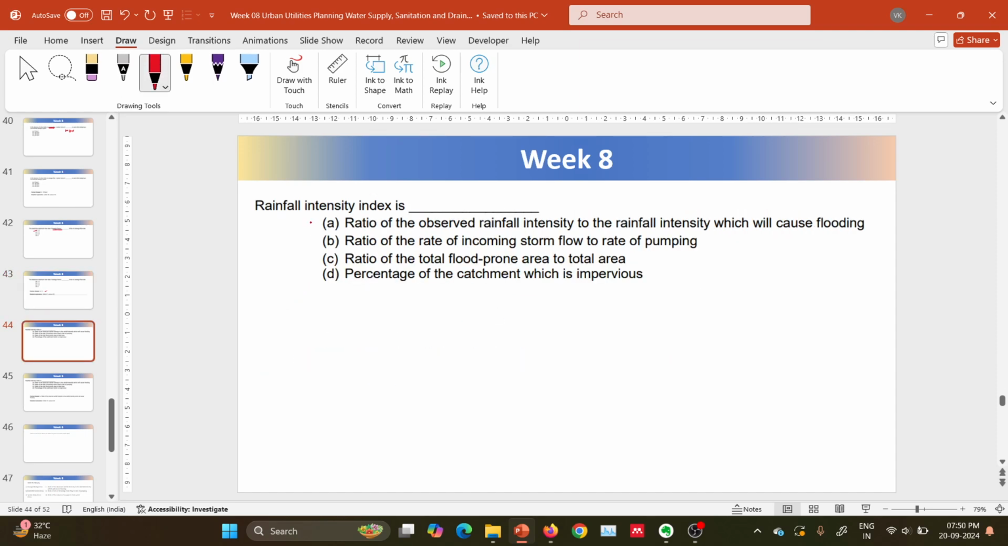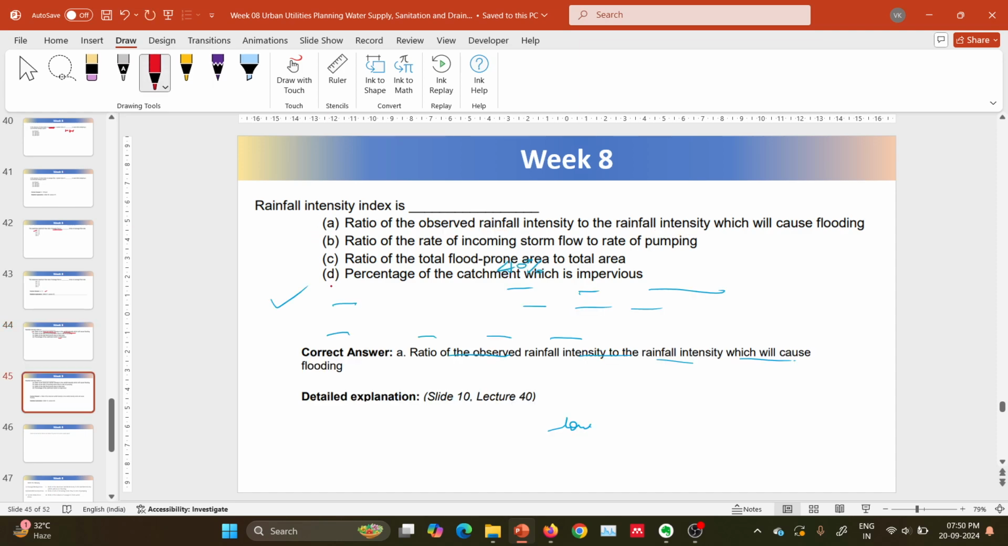Rainfall intensity index is the ratio of observed rainfall intensity to the rainfall intensity which will cause flooding. Or the ratio of rate of incoming storm flow to the pumping rate. Or the ratio of total flood prone area to the total area. Or the percentage of catchment which is impervious. So the rainfall intensity index is A, the ratio of observed rainfall intensity to the rainfall intensity which will cause flooding.